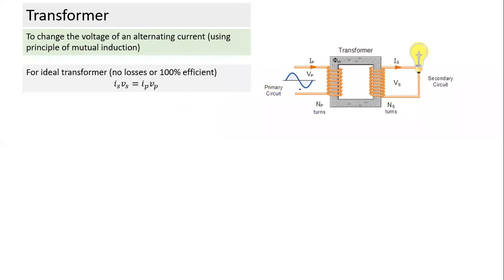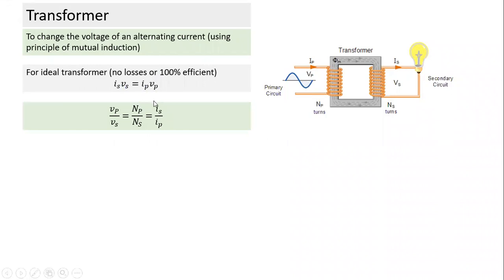And for an ideal transformer, one is voltage, and the second thing is the transfer of energy. For an ideal transformer, we assume there's no loss of energy. So current into voltage, which is VI, the power on the input side, is equal to current and voltage on the output side. For an ideal transformer, IS into VS, current and voltage in the secondary, is equal to IP into VP for 100% efficiency.